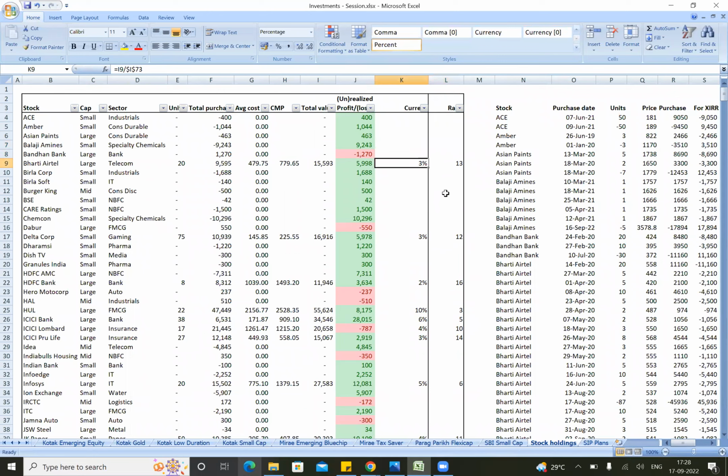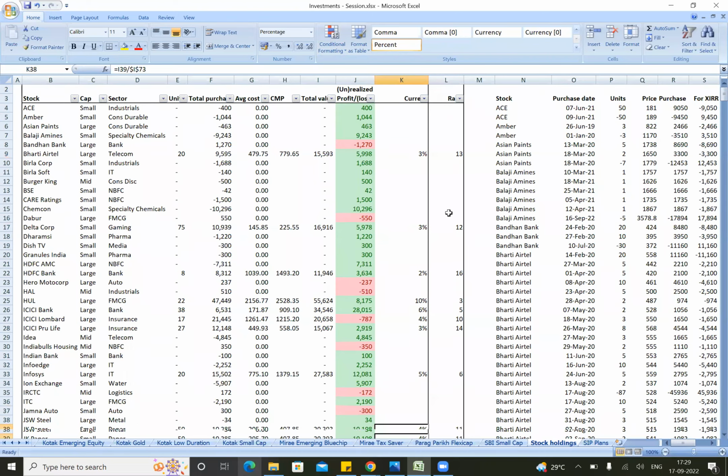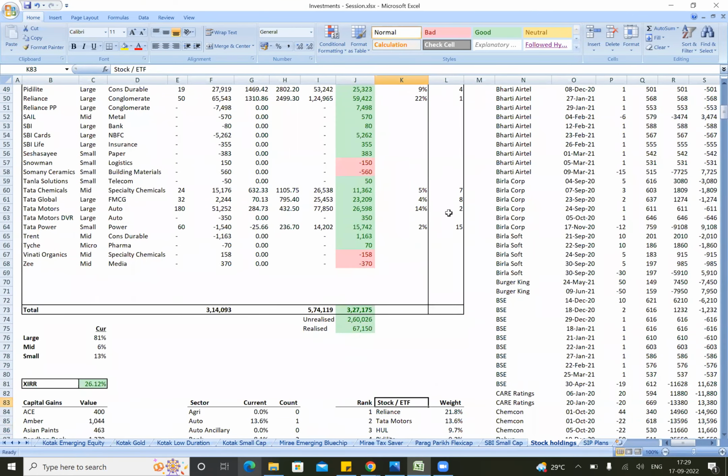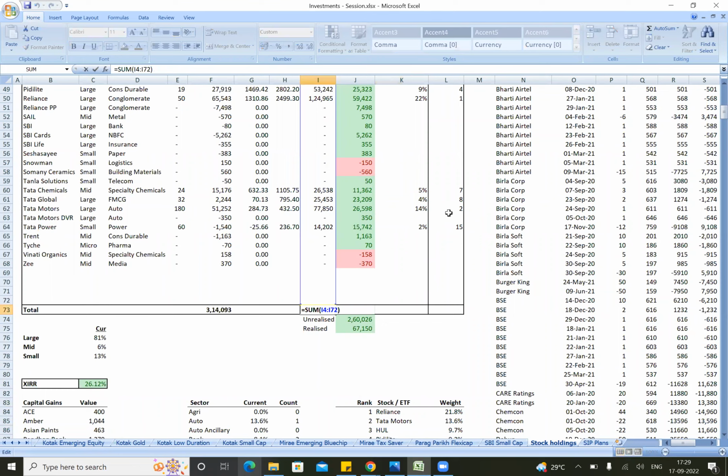Now let's assume I sold Balaji Amines. Now let's look at this portfolio. What I did over here is, if you look at the formula, it's I9 upon I73. What is 73? At the bottom, I have calculated the total amount which I am holding in my portfolio as of now. This is my current investment amount, which is 574,119.